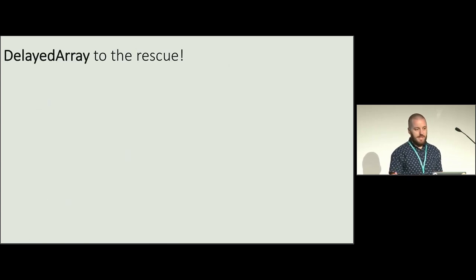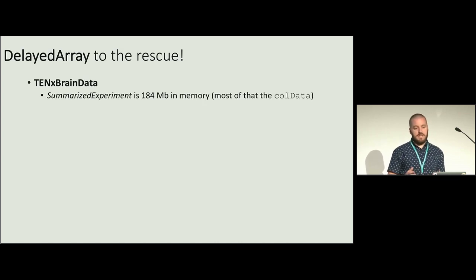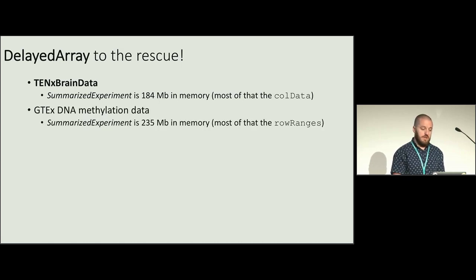So the pitch here is that DelayedArray is one solution to this problem, and I think a very transferable one. So for instance, when we use DelayedArray with the 10x brain data, we have a SummarizedExperiment that is only 180 meg in memory, and most of that is annotation about the samples, which we could store on disk, for instance, in a database, further reducing the size of the object. The methylation data is about 200 meg in memory. Most of that is information about the loci, the rows of this object.